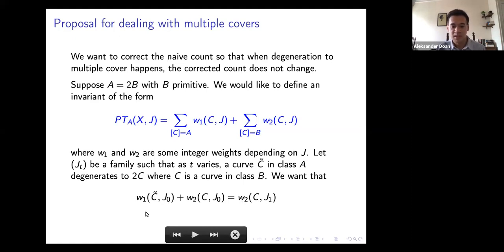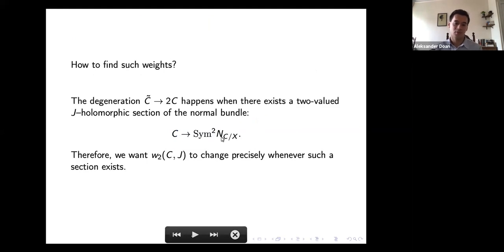If I could find my weights in such a way that this is satisfied, then this number at J0 and at J1 would be the same. Are there any questions about this? So how to find such weights? For that, you have to understand what happens when this degeneration happens.